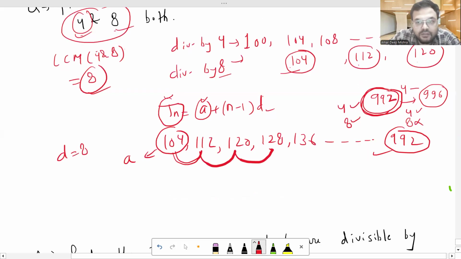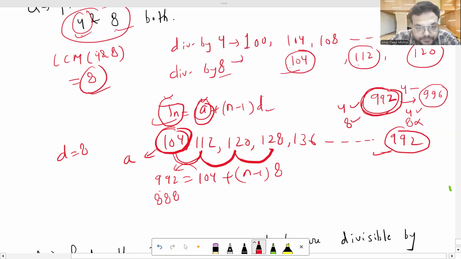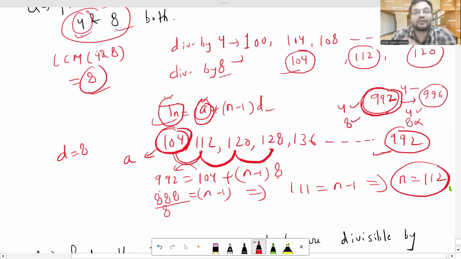So if I put this 992 in place of Tn, 992 equals, in place of a, I will put this 104, plus n minus 1 into D. Common difference is 8. So this will be 992 minus 104, which becomes 888, equals n minus 1 times 8. This 8 will go here in the division. So this will become 111 equals n minus 1. So I can say that n equals 112. So there are a total of 112 three-digit numbers which are divisible by both 4 and 8.